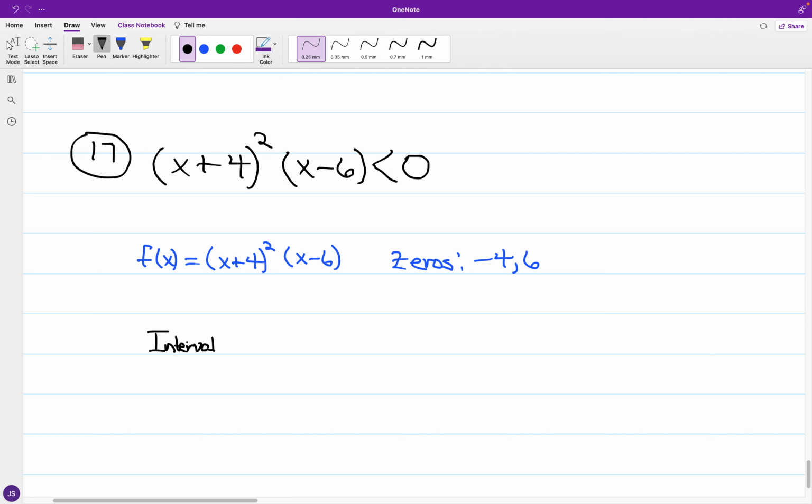And looking at the intervals, negative 4 is the smaller of the zeros. So the first interval we'll be working around has those values of x less than negative 4, followed by those values of x between, but not including, negative 4 and 6. And finally, those values of x greater than 6.